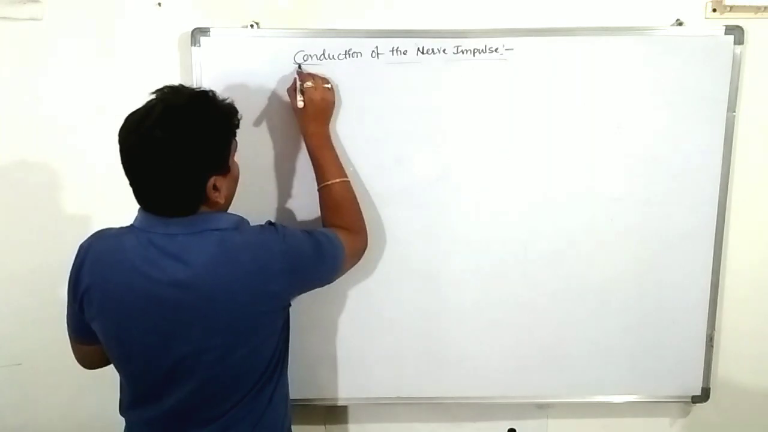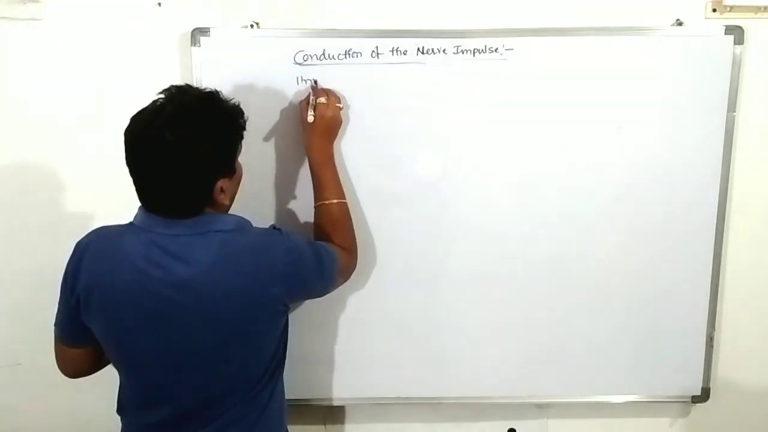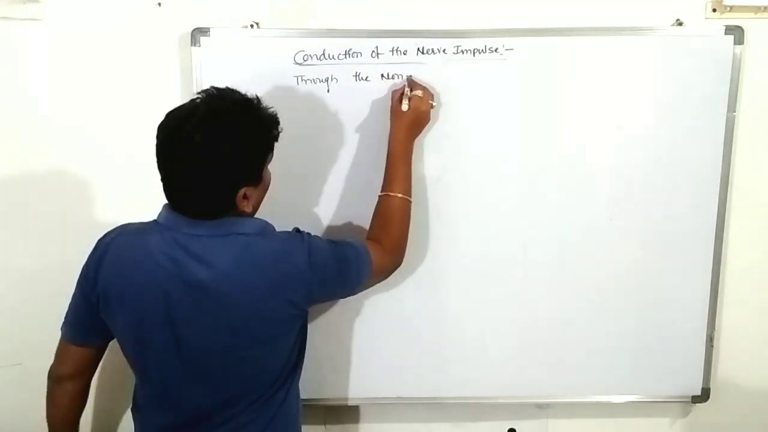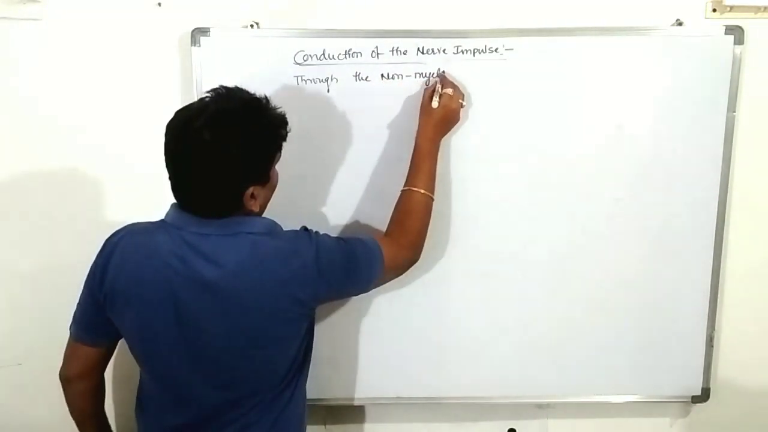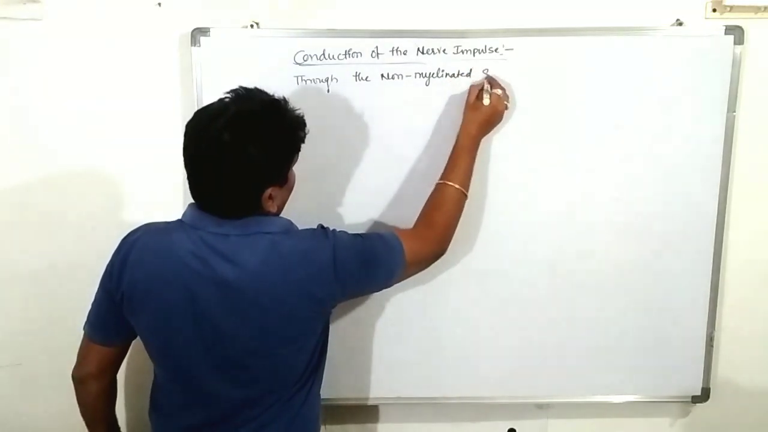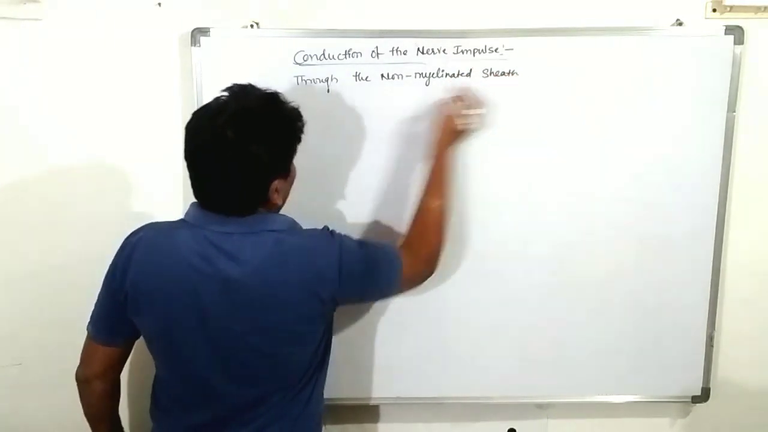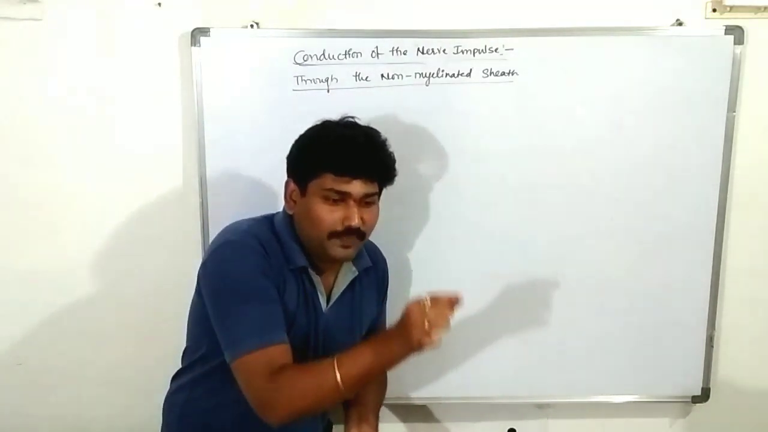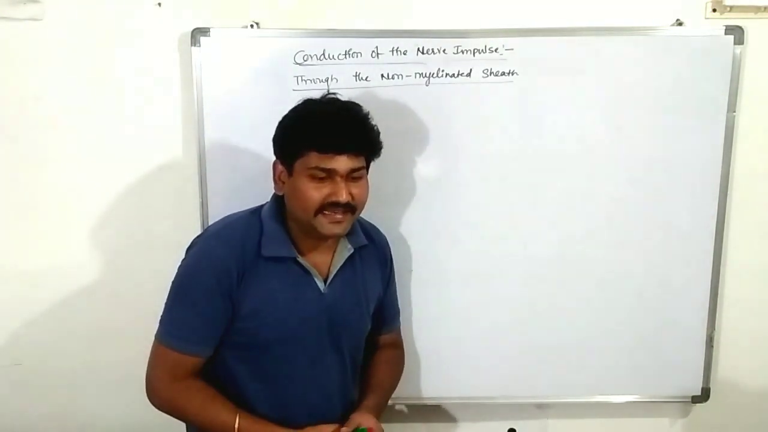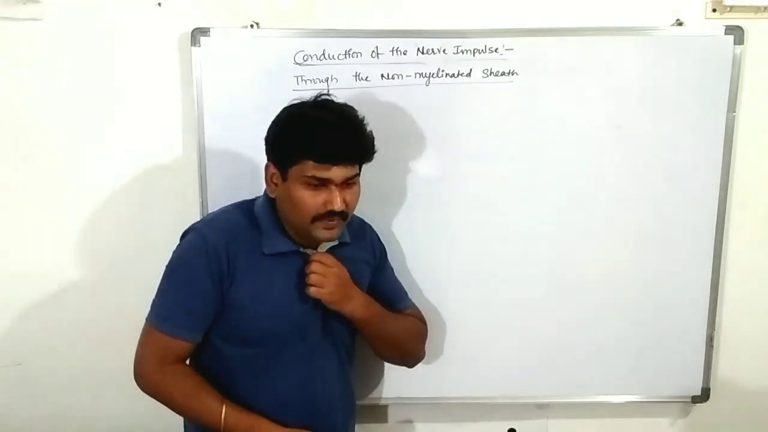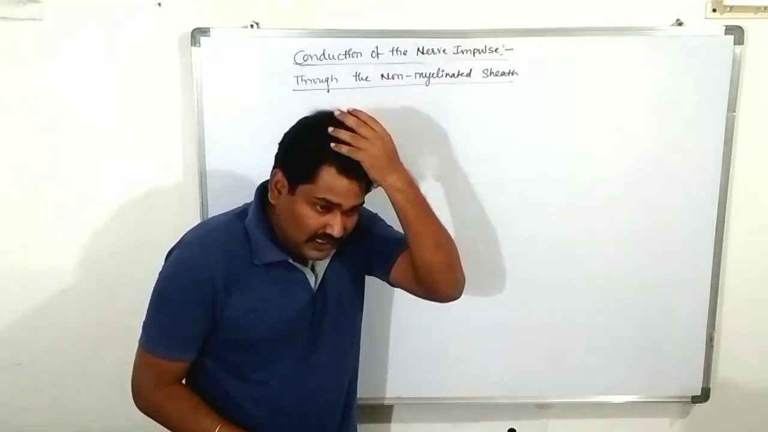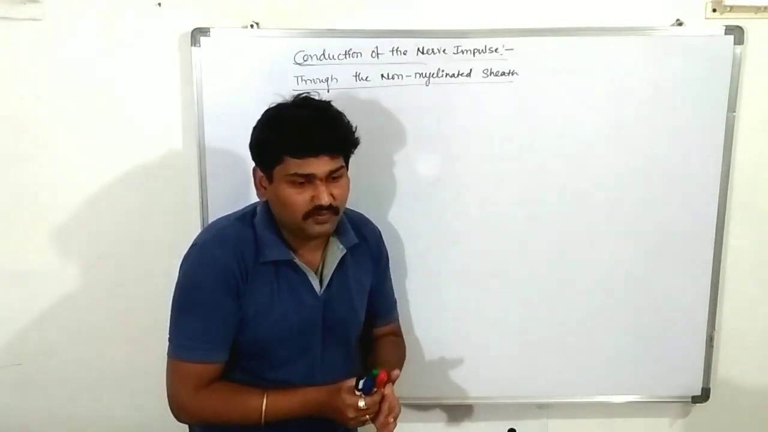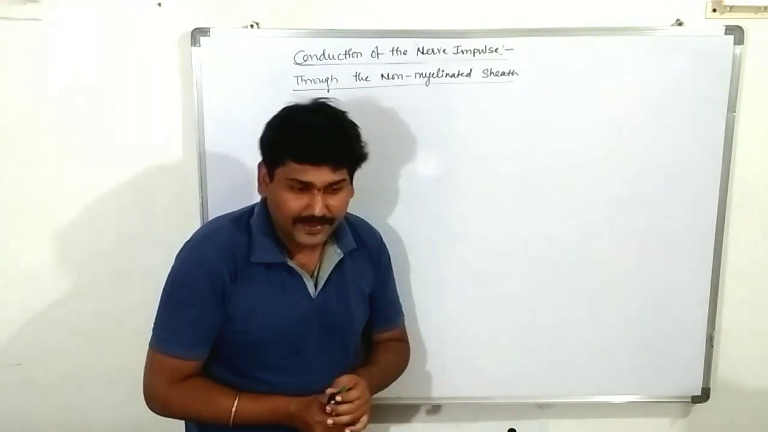Non-myelinated sheath. What is the non-myelin sheath? It means the axoplasm is completely lacking the myelin sheath. So this type of nerve is also responsible for conducting the impulse.